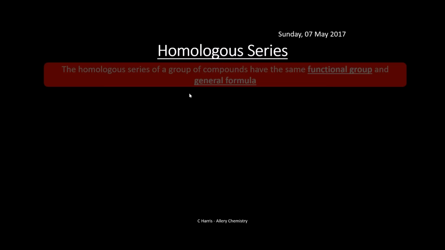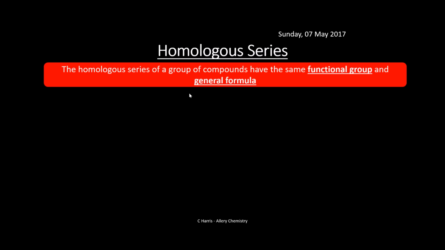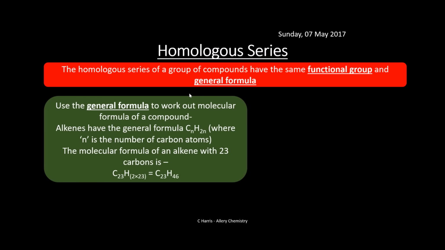Okay, let's have a look at a homologous series. A homologous series is a group of compounds that have the same functional group and the same general formula as well. We need to be able to apply these and work them out. So, for example, we're going to use the general formula to work out the molecular formula of a compound.